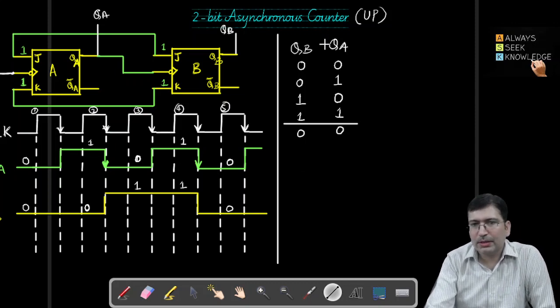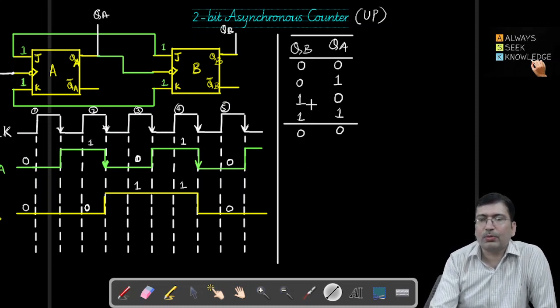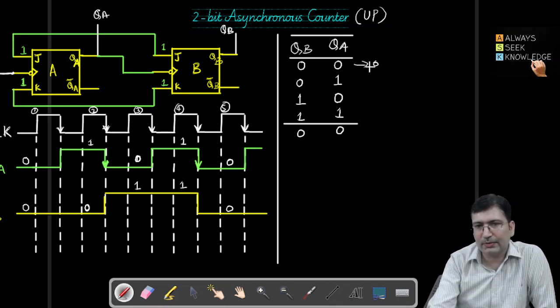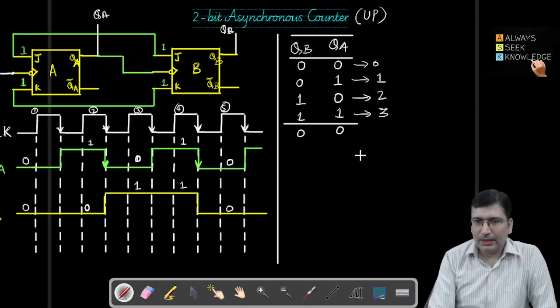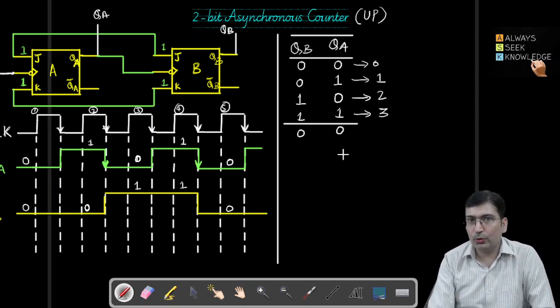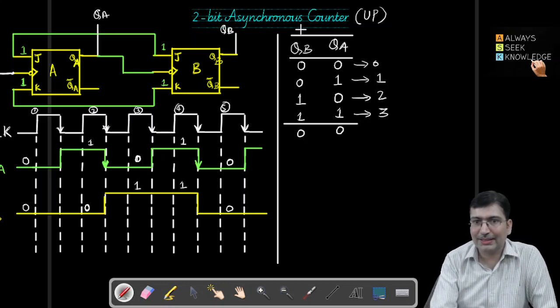So that means this circuit is behaving like an up counter. It is starting from 0. 0 1 means 1 in binary. If you convert binary to decimal, it will give you 1. 1 0 means 2 and 1 1 means 3, right? So this is behaving like an up counter, or you can say a 2-bit up counter, which is asynchronous in nature.